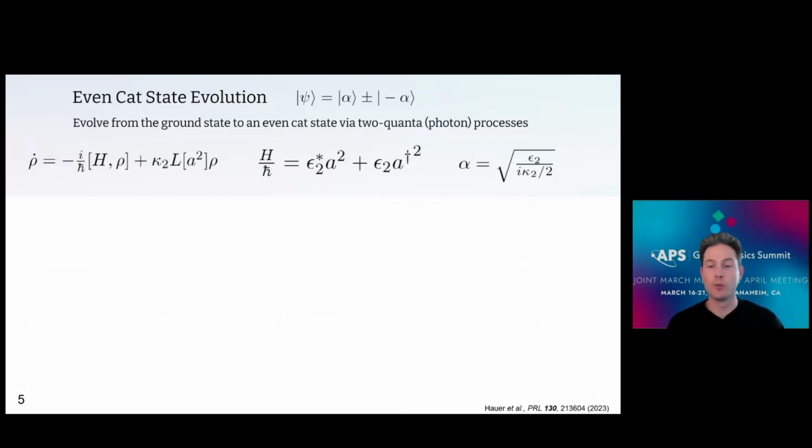This system is useful because it allows us to realize highly quantum states like cat states. Cat states are a macroscopic superposition of coherent states, and they evolve from a ground state via a two quanta process, in the optomechanical case a two photon process. We can see this two photon process in our master equation and Hamiltonian through these a squared terms, or these creation squared and annihilation squared terms, where the size of our cat state is represented by this alpha variable.